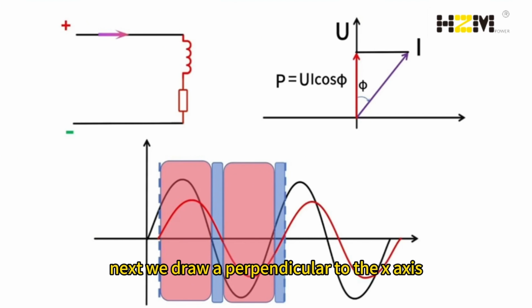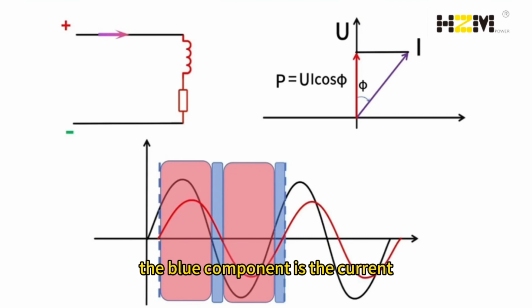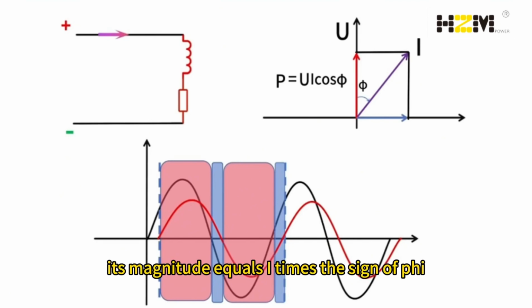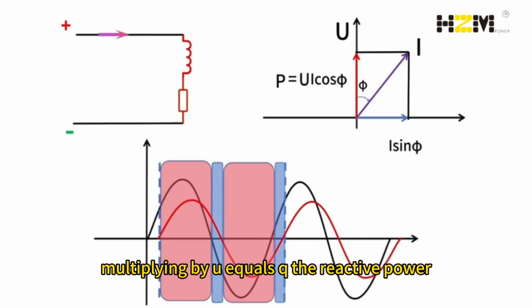Next, we draw a perpendicular to the x-axis. The blue component is the current generated by reactive power. Its magnitude equals I times the sine of phi. Multiplying by U equals Q, the reactive power.